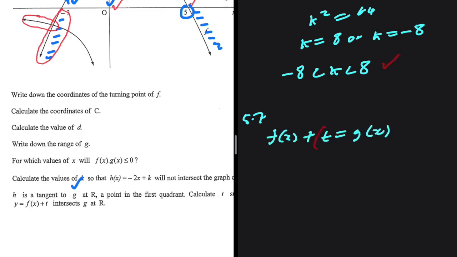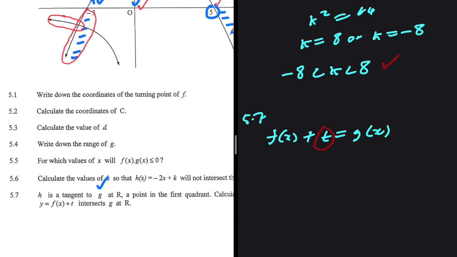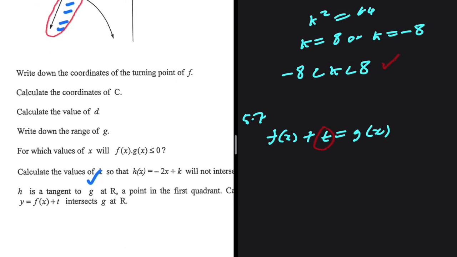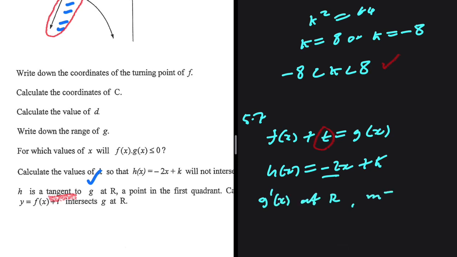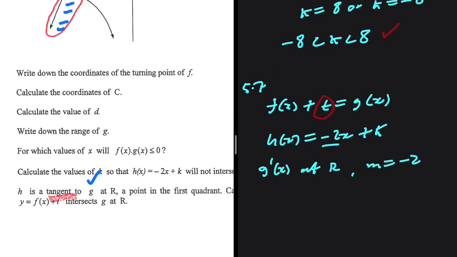We want to find the value of t for which f of x plus t is equal to g of x. How can we possibly do that? Let's look at the information we have. We are told that h is a tangent to g at r. H of x is equal to minus 2x plus k. This is the gradient of h of x. So basically, we have the gradient of h of x at r, right? It is equal to minus 2 because h of x is the tangent to g at r.